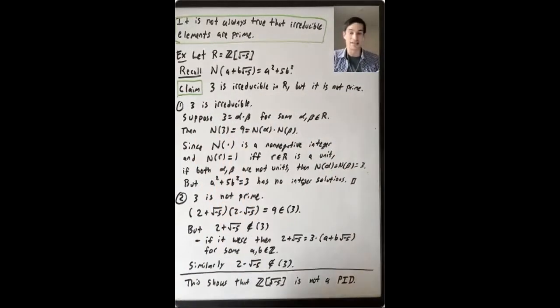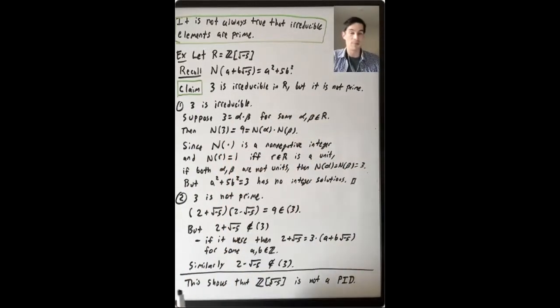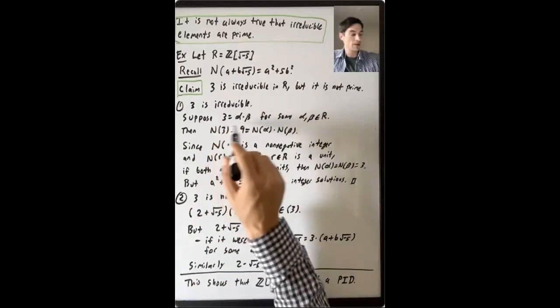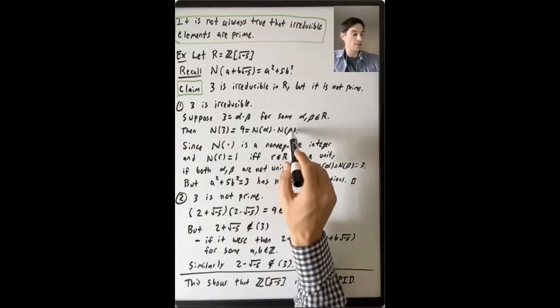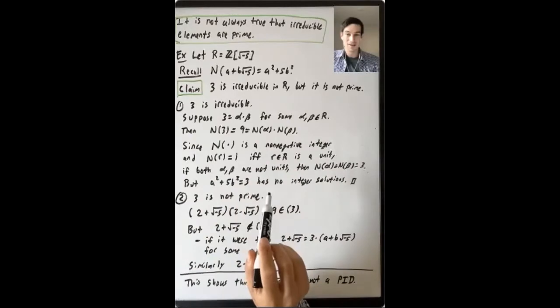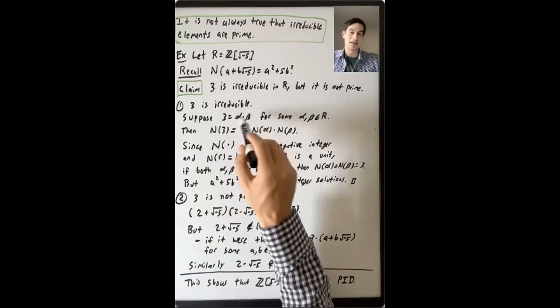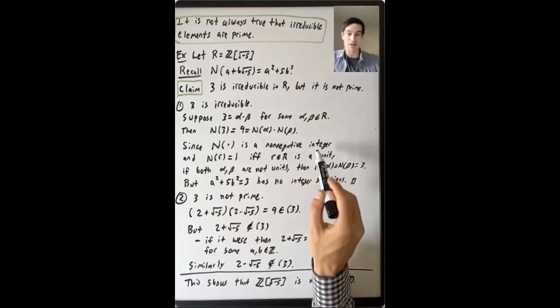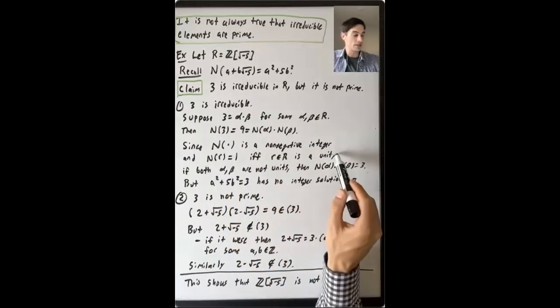So first, 3 is irreducible. Let's suppose that we had a factorization, 3 equals alpha times beta for some alpha and beta in this ring. Taking norms of both sides of this equation, the norm of 3 equals 9, and the norm of alpha times beta is the norm of alpha times the norm of beta. So this norm is a non-negative integer, and alpha and beta, neither one of these can be 0, so in fact it is a positive integer. And we know that the norm of R equals 1 if and only if R is a unit.